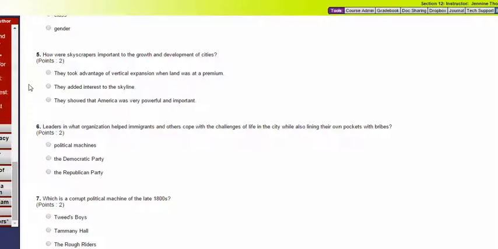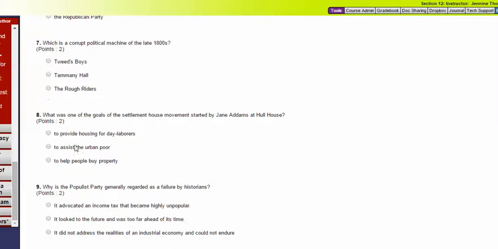Number 6, leaders in what organization helped immigrants and others cope with the challenges of life in the city while also lining their own pockets with bribes? Were these political machines, the Democratic Party, or the Republican Party? Number 7, which is a corrupt political machine of the 1800s? Tweed's Boys, Tammany Hall, or the Rough Riders?